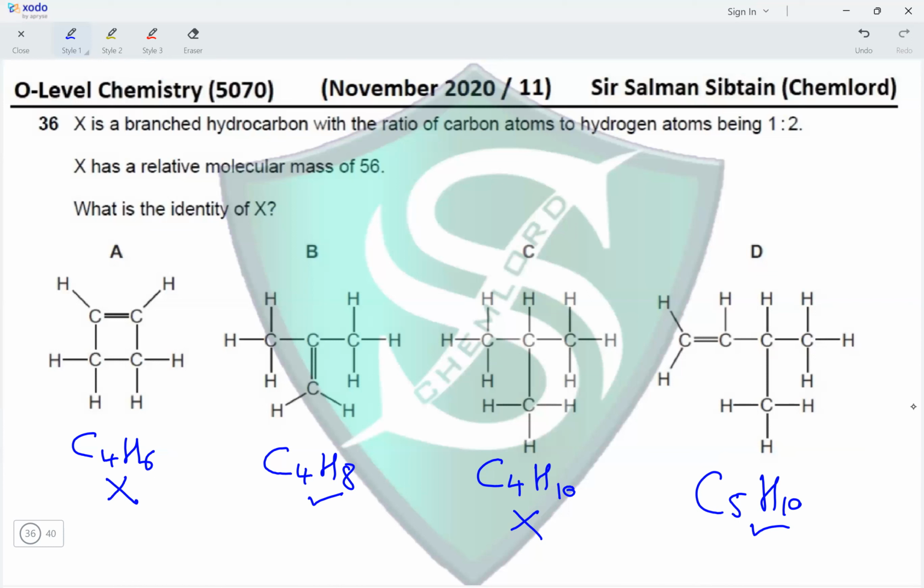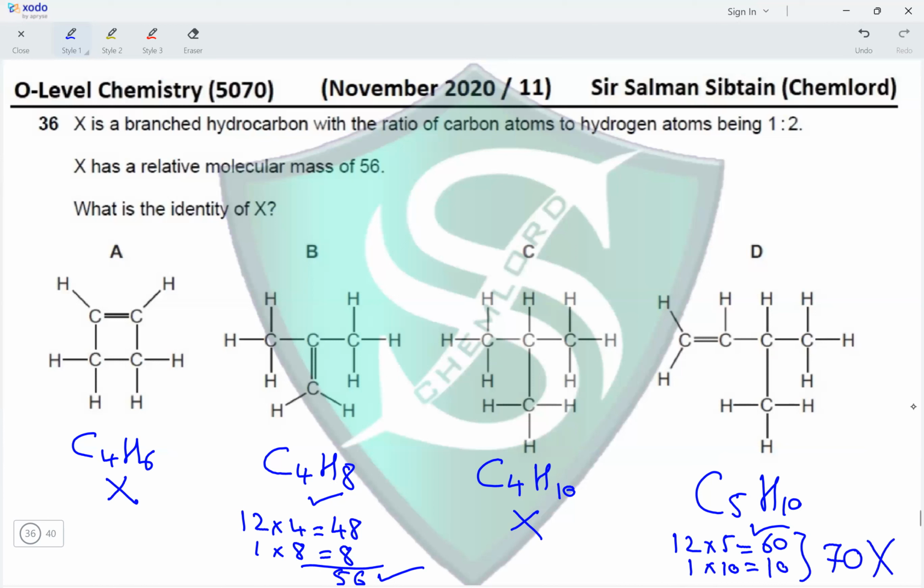So for C4H8, we've got 12 into 4, which is 48, plus 1 into 8, which is 8. 48 plus 8 gives us 56. This is correct. And for D, we've got 12 into 5, which is 60. And we've got 1 into 10, which is 10. 60 plus 10 gives us an MR of 70, which is wrong. So this makes option B the correct option for this question.